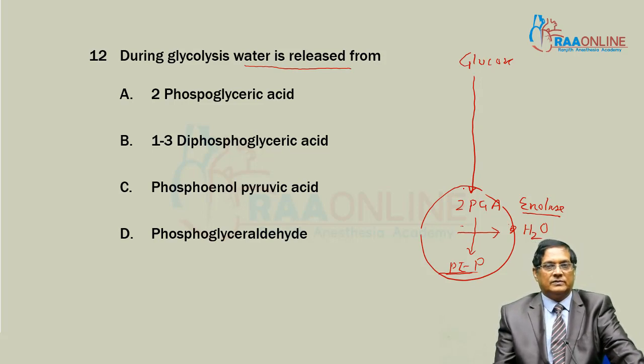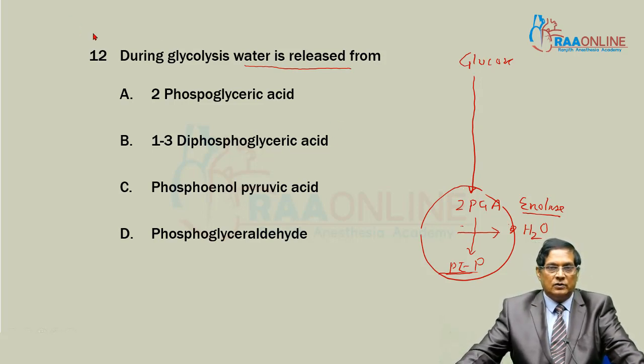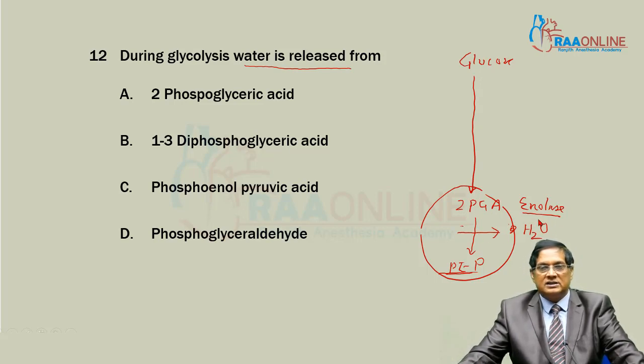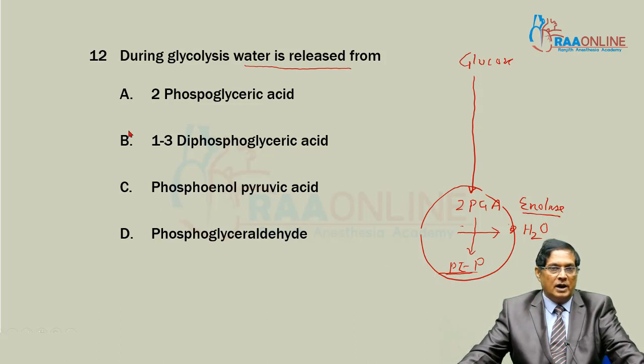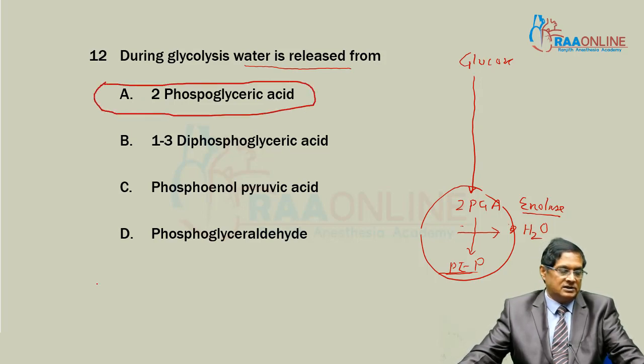So check this one. During glycolysis, water is released from 2-phosphoglyceric acid, that is, dehydration takes place, and what is produced is PEP. So my answer for this question is 2-phosphoglyceric acid. And you can refer to the glycolysis pathway also.